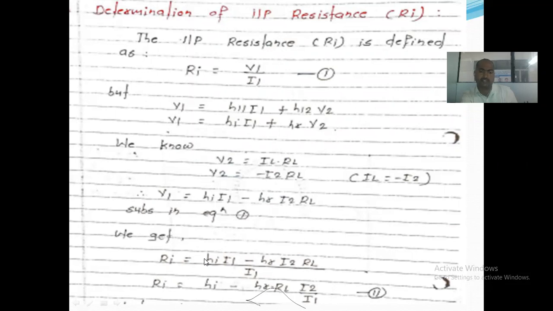phi1 we just take as HI1 minus HRI2 RL, and I1 as it is. Now we have to separate this out, meaning HI1 divided by I1. So I1 cancels, so this is nothing but HI, right? HI minus, now see, HRI2 RL divided by I1. HR RL I2 as it is, and I1 is taken common here for these terms. Here I1 is cancelled because we have separated out the same thing, right?